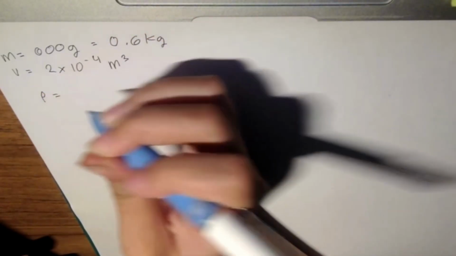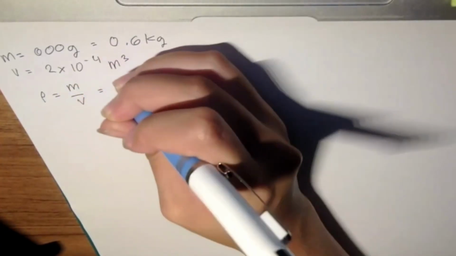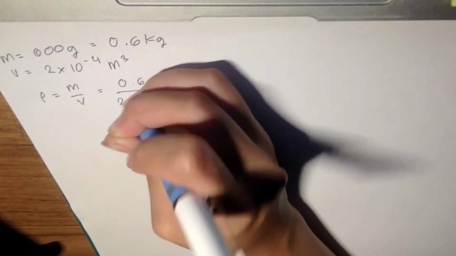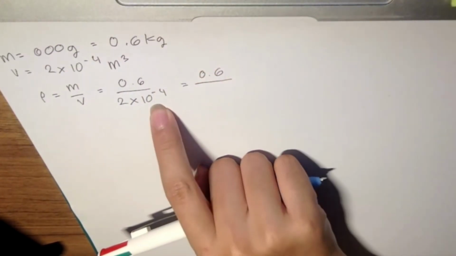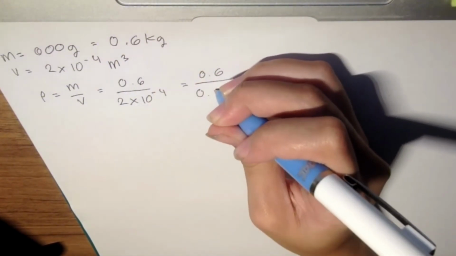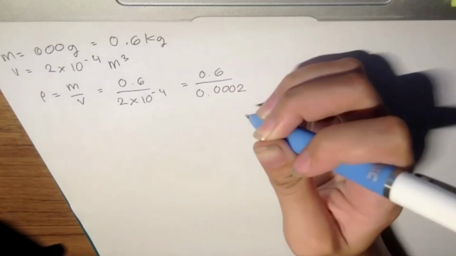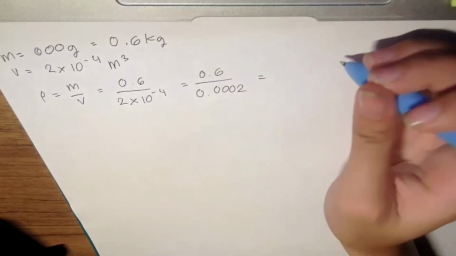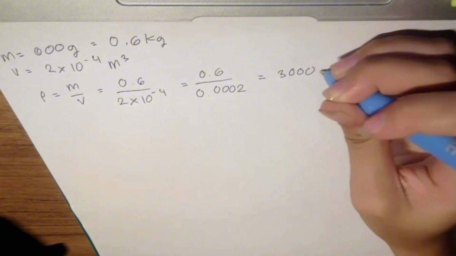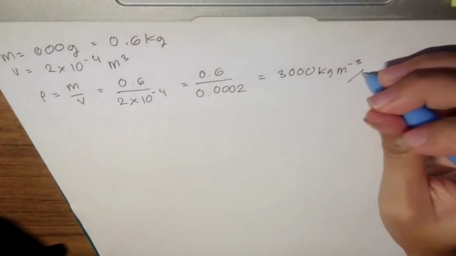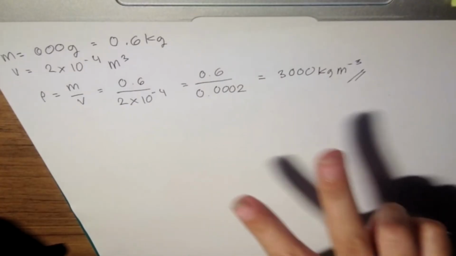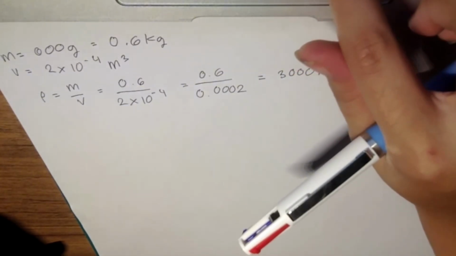The formula is ρ equals m per v. That means 0.6 divided by 2 times 10 to the power of minus 4, which is 0.6 divided by 0.0002. That means we have the result of 3,000 kilograms per meter cubed. And that's the answer. And we have number 2, let me show you the question.